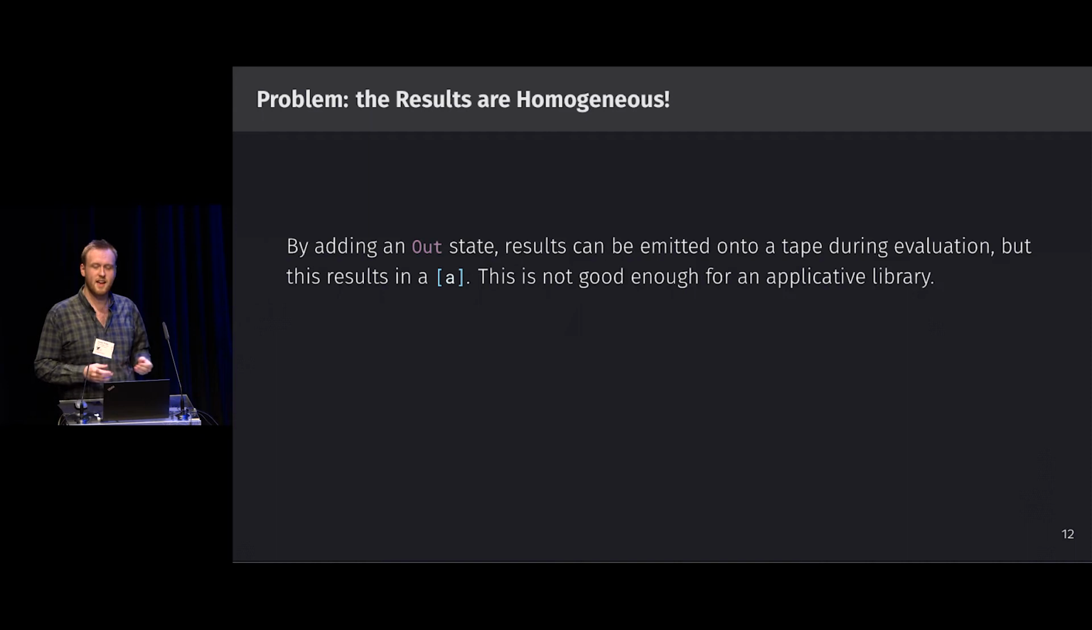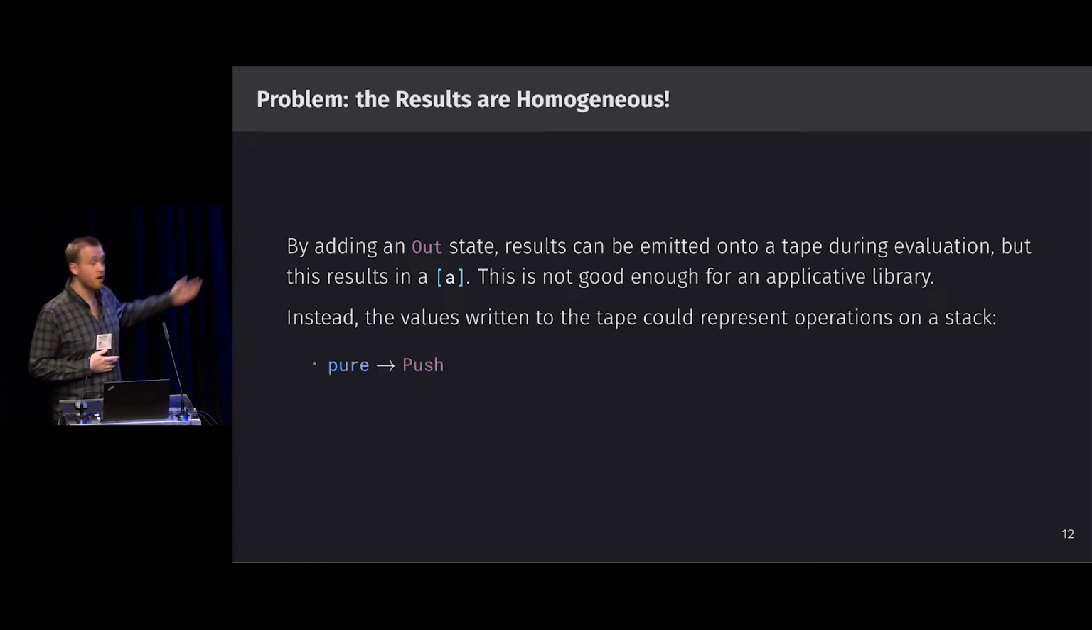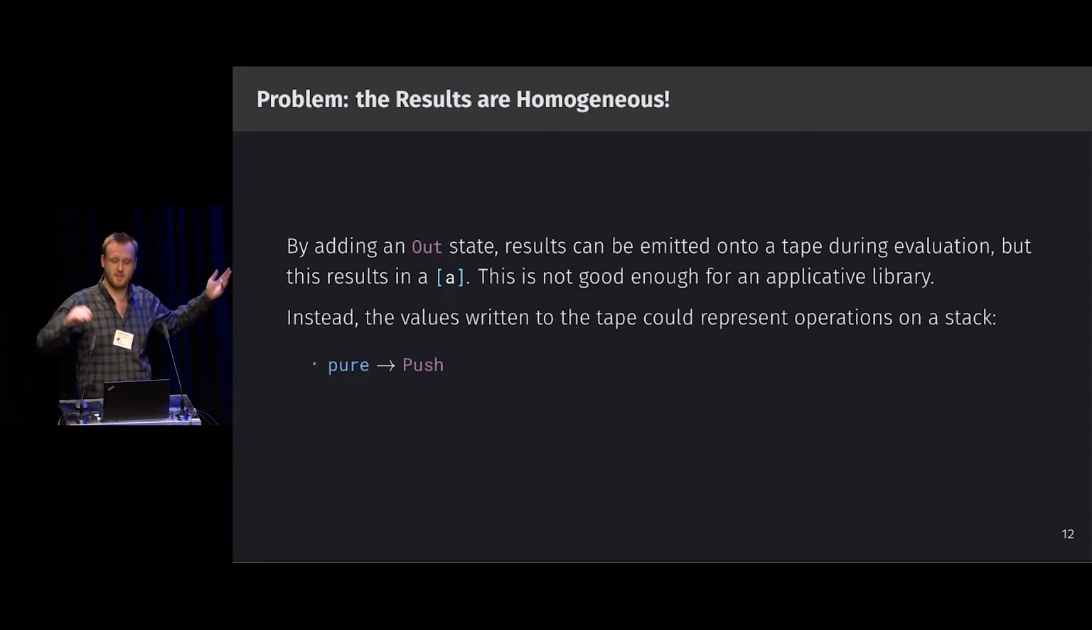So instead, what we could do is write these values out to a tape, which is abstractly representing a stack. So it will sort of be a bunch of stack operations that you can later fold up and get values out of. And in this world, pure from applicatives should map to a sort of push operation. You're pushing something onto the stack, and an app reduces those top two elements of the stack to form a new value. So what does this look like?